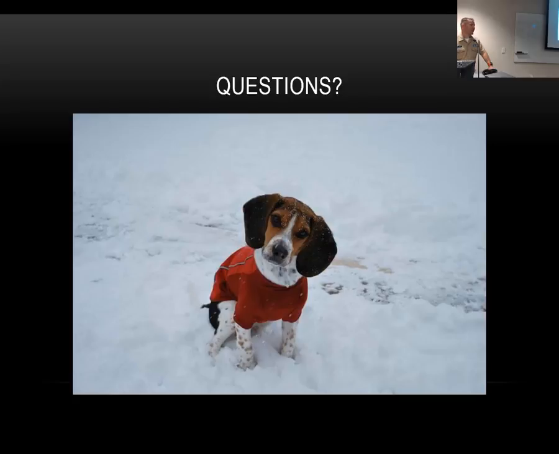So I think they're better at it now. They probably have a lot more data sets that they look at. But as far as what methods they're using right now, I'm not sure.